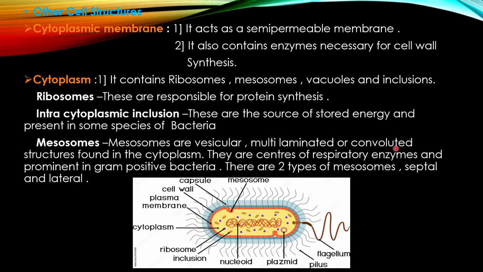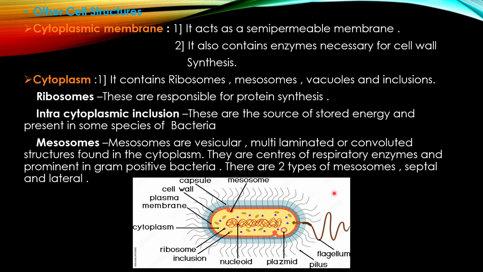Respiratory enzymes are the enzymes which help in cellular respiration, that is nothing but breaking glucose to produce energy. They are mainly present in gram-positive bacteria. And mesosomes can be of two types actually. One is septal and one is lateral.